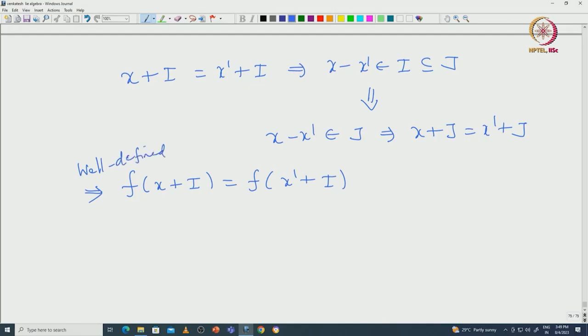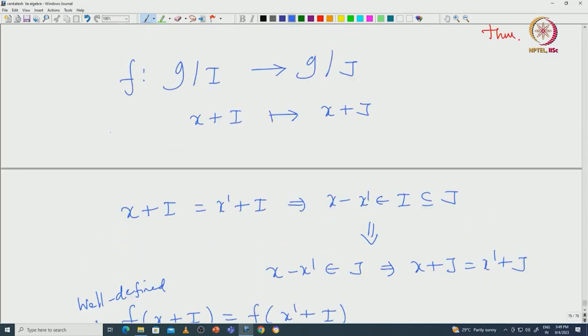So now, once it is well defined, I will leave it to you to check. This will actually define a C-linear map and a Lie algebra homomorphism. Indeed, there is nothing to check, the only important thing to check is that it is well defined. All the remaining things will follow from the way we defined it.